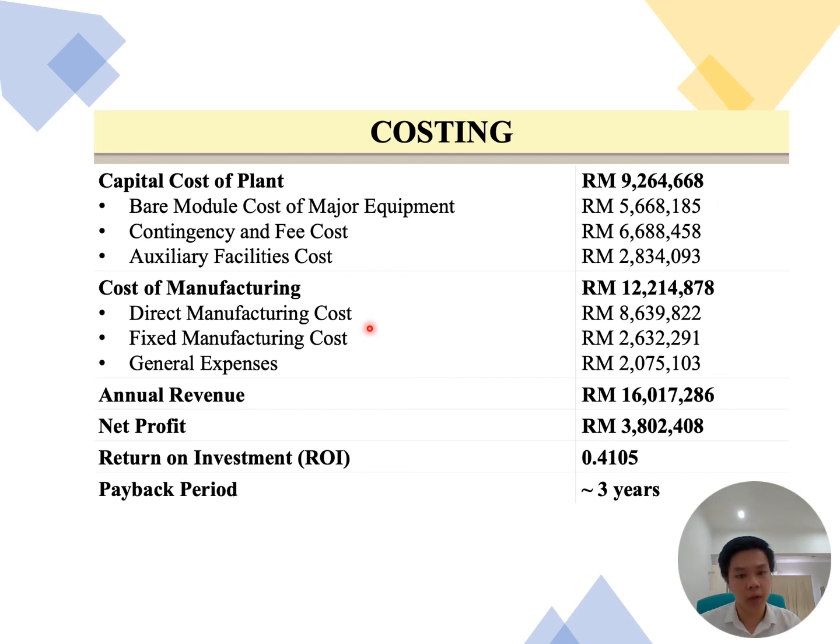Direct and fixed manufacturing costs as well as general expenses are included in the cost of manufacturing, and it is around 12.2 million per year. Annual profit is 3.8 million per year, and it will take around 3 years to break even and profit from the plant with 41.05% return on investment.